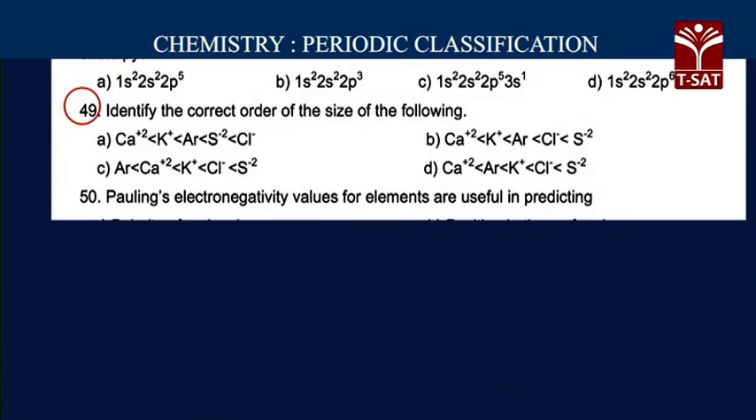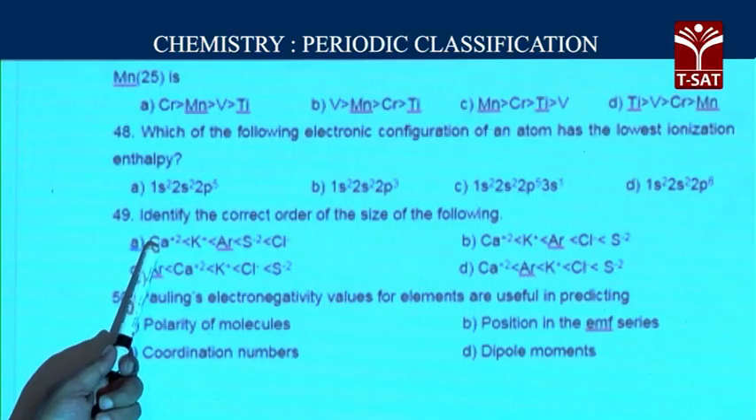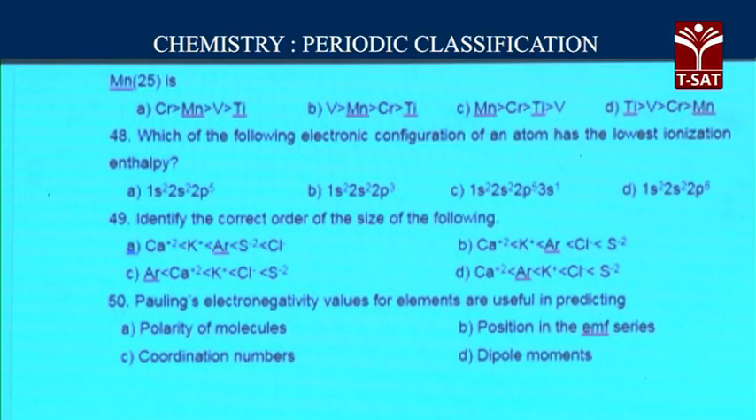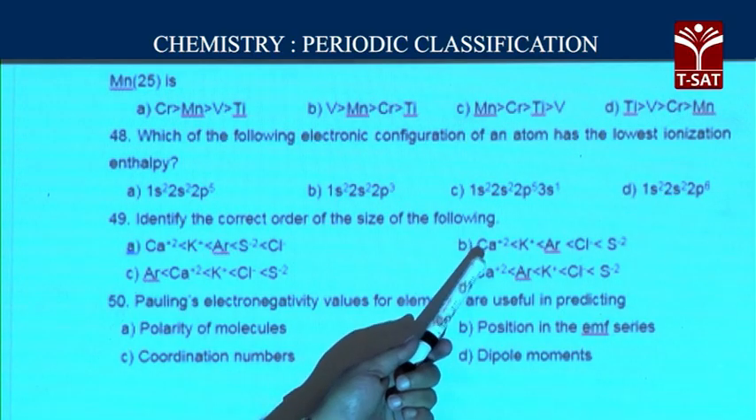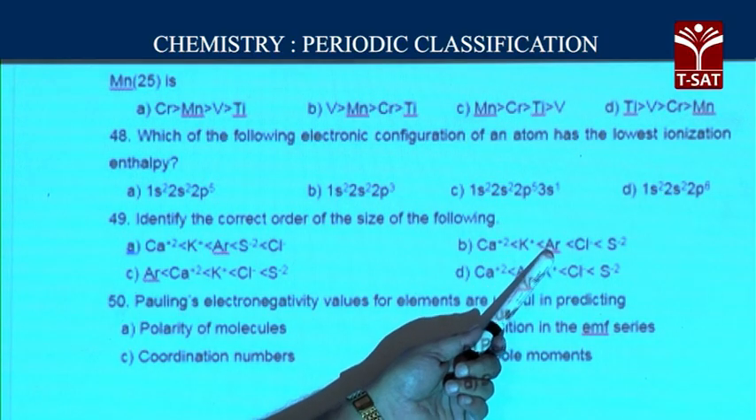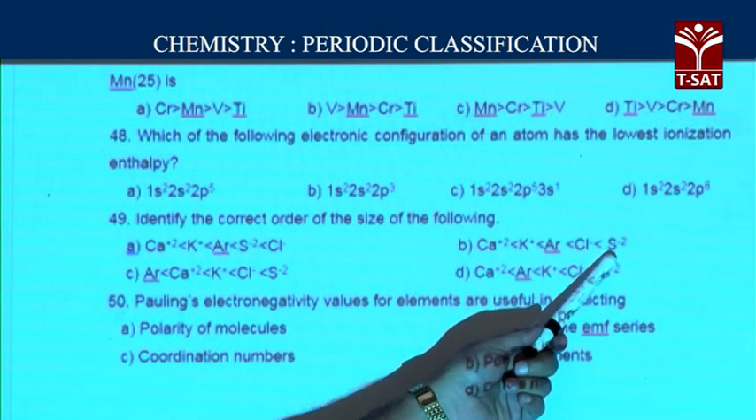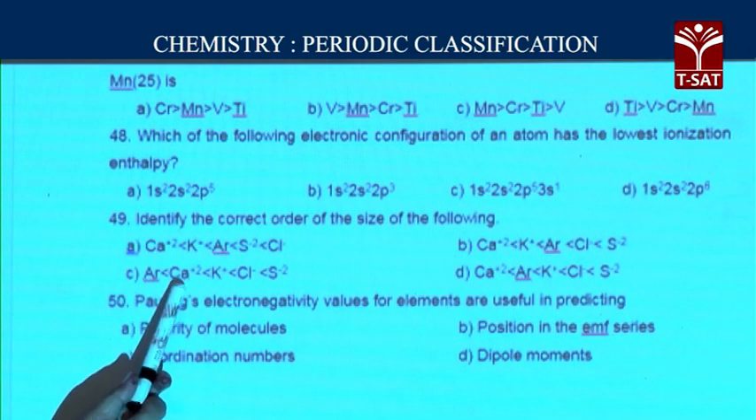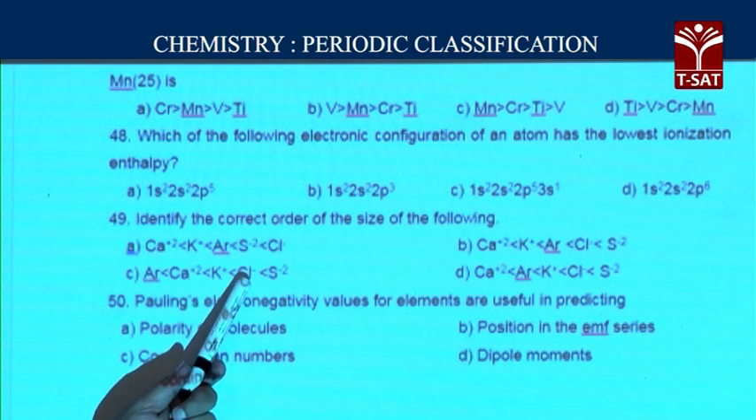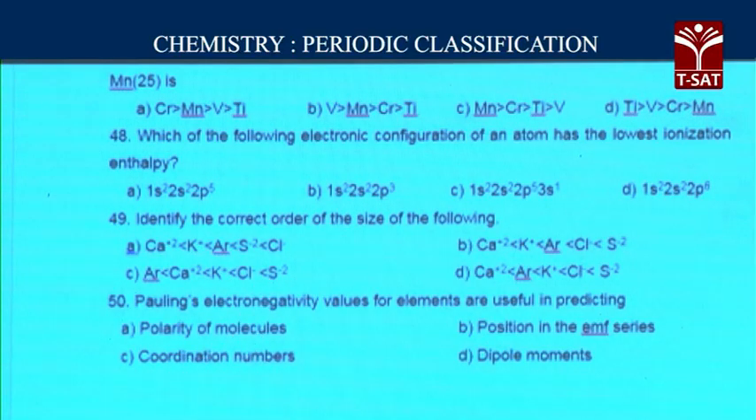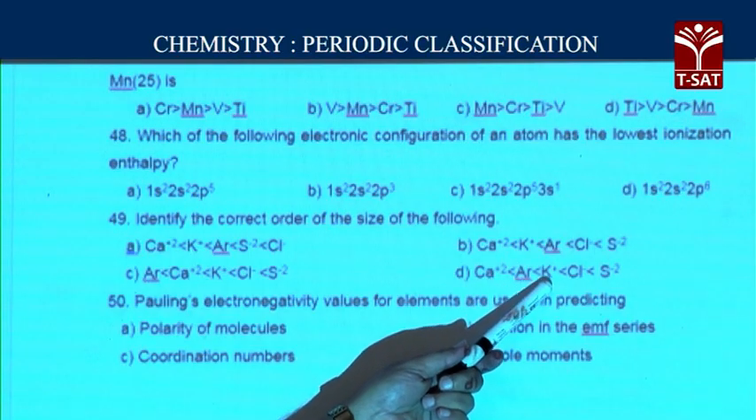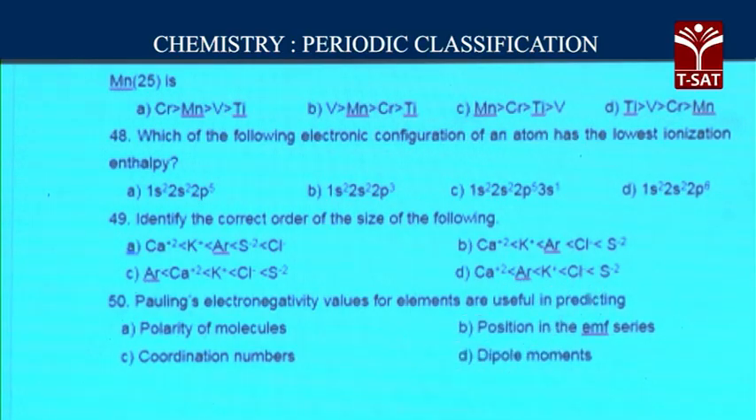Identify the correct order of the size of the following. Given options are A. Ca+2 < K+ < Ar < S-2 < Cl-, B. Ca+2 < K+ < argon < Cl- < S-2. Third option, argon < Ca+2 < K+ < Cl- < S-2. D. Ca+2 < argon < potassium < Cl- < S-2.